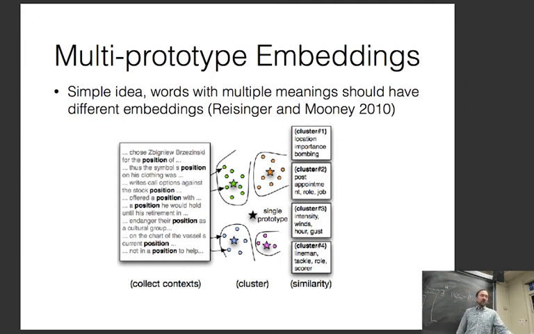So there's been a reasonable amount of work in various models. One example of this is the Reisinger and Mooney paper that allows you to basically split your embeddings for a single word into different embeddings for each of the meanings. And there what you try to do is keep it as close as possible to the original, but as faithful as possible to the senses that you're trying to represent.